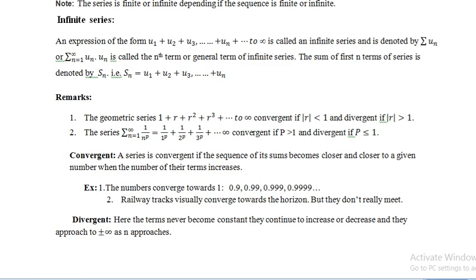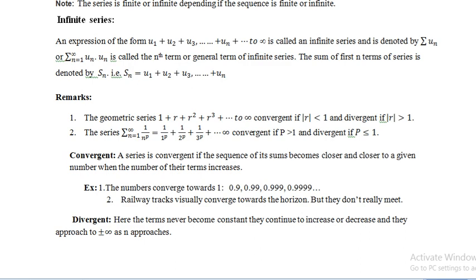Convergent. In a series, if the sum of all the numbers gets very close to a given number as the number of terms goes on increasing and increasing, then the series is convergent. For example, the numbers converge towards 1 here.